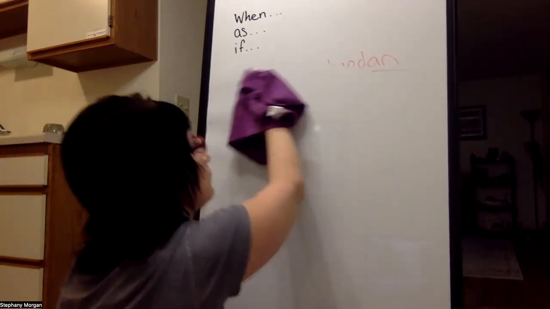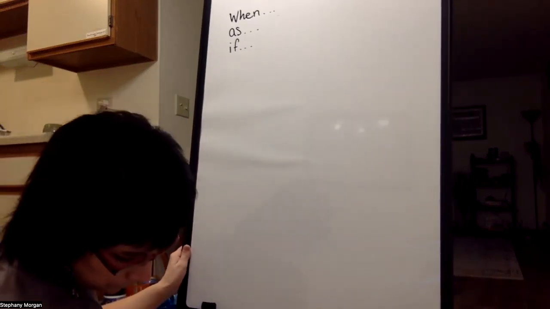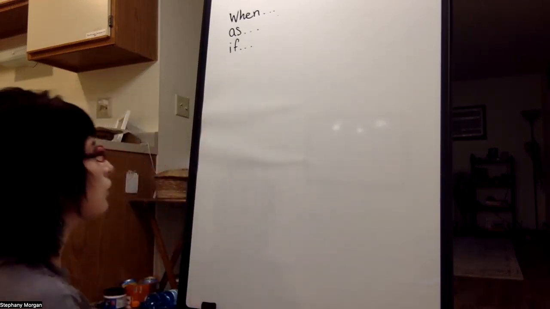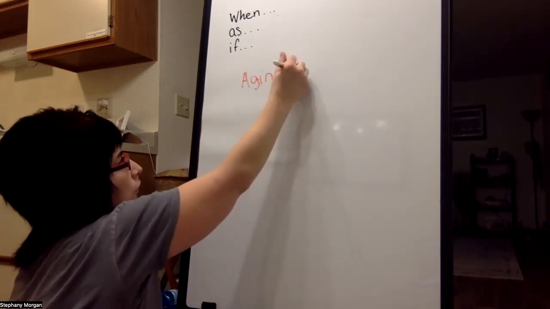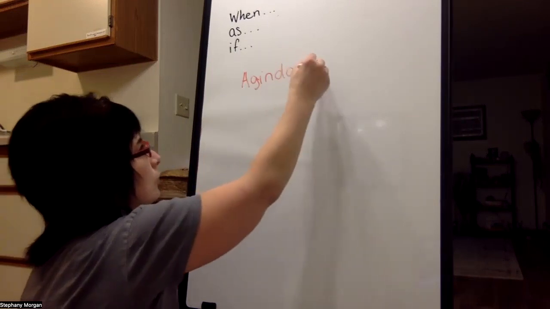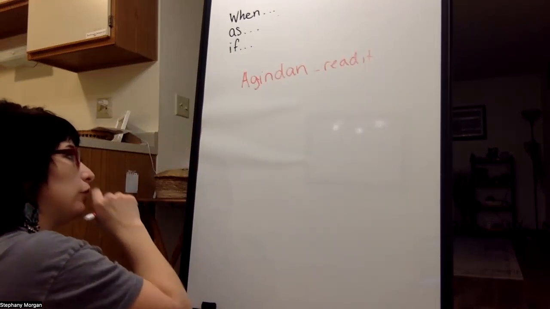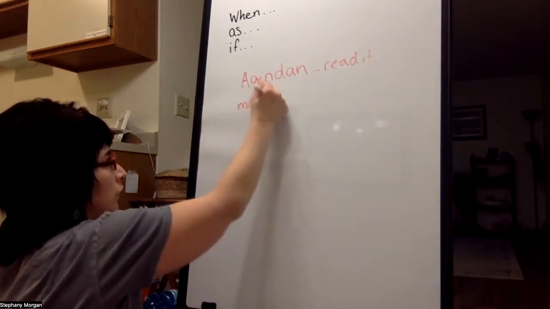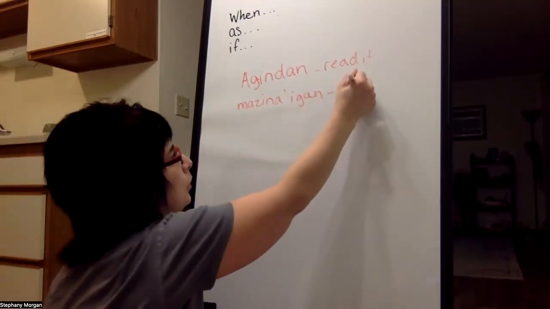So let's use again done. Again done is read it or count it. Again done. Read it. And that's a VTI again. Let's say mazinaigan, a book.